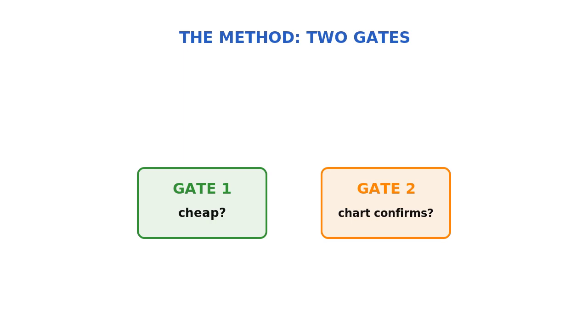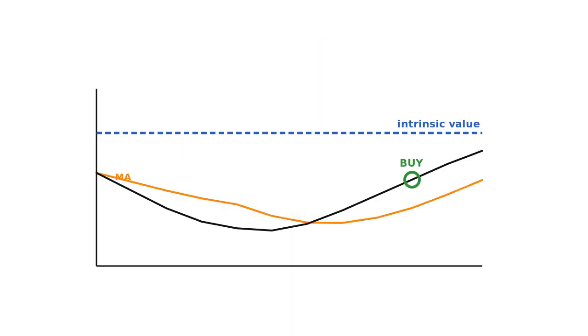First, a quick refresher so the answers land. The method has two gates. Gate 1, value: is the stock cheap relative to what the business is really worth? Gate 2, the chart: is the price confirming, reclaiming its moving averages and starting to turn up? You only buy when a stock passes both, cheap and confirming. Keep that picture in mind as we answer your questions.